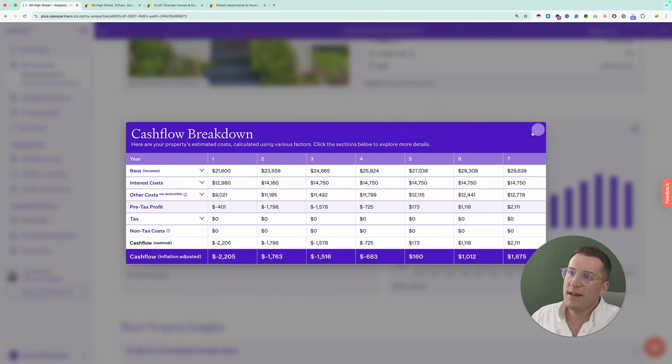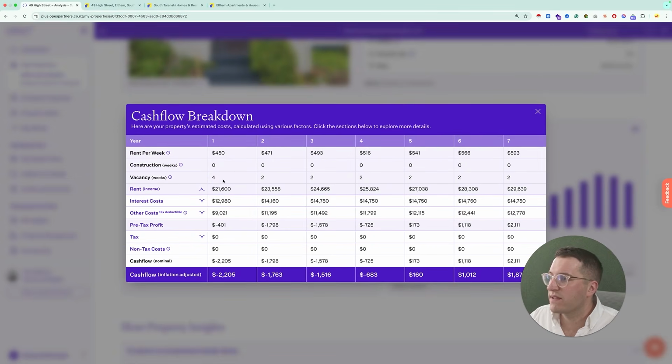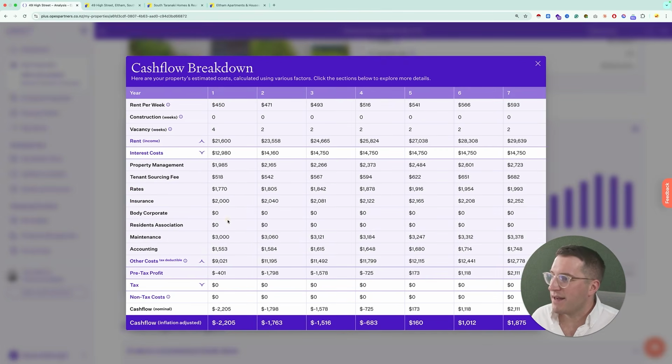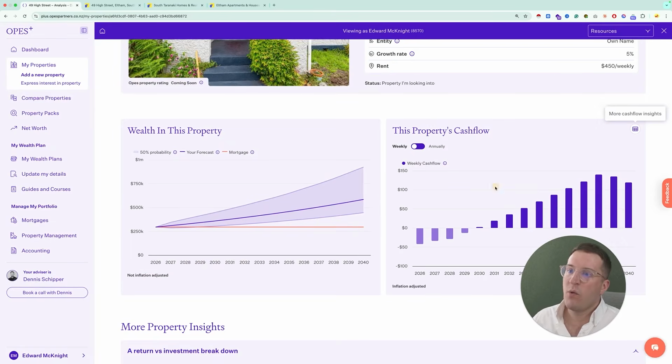And we can even click on that little table icon there to understand some of those costs, like the fact that it's going to take a couple of weeks each year to find a tenant. So we're not going to have $450 a week worth of rent multiplied by the 52 weeks in the year. Similarly, we've got things like property management fees, which are going to go up over time as you increase the rent, or things like your insurance, your rates. These are going to go up in cost over time, as is your maintenance. So we need to factor all of those things in to get that cash flow forecast.